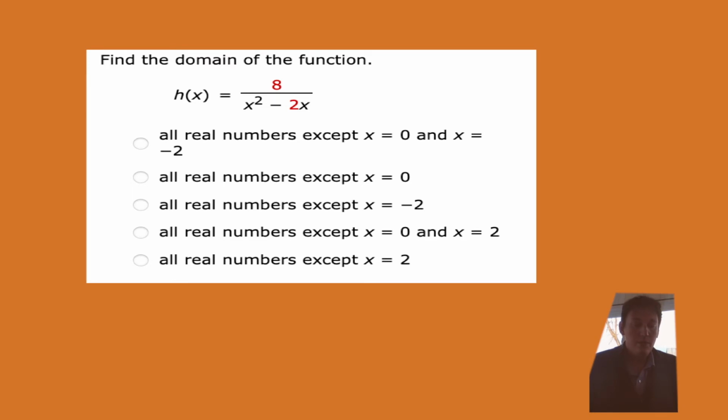Next question. Find the domain of the function 8 over x squared minus 2x. So whenever you have a rational function like this, what you want to do is set the denominator equal to 0. Because whatever value you get, if you plug it into the denominator, you're going to have 0 in the denominator, and that is obviously not okay. So we're going to set the denominator equal to 0 and solve for x.